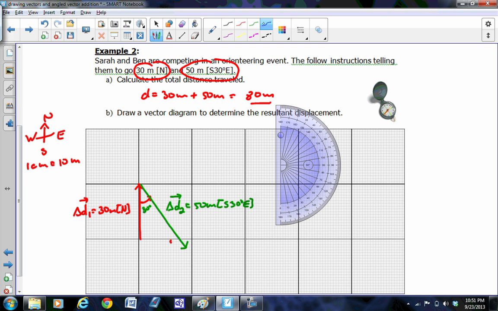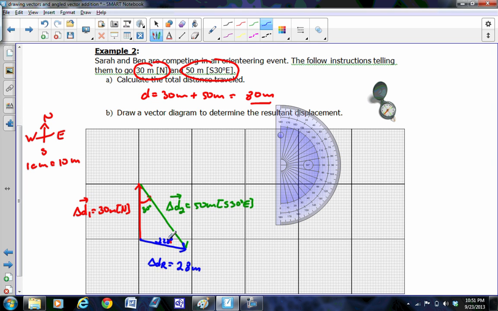So all I do is I measure this line over here. I'm going to go from the beginning to the end, draw my line. There's my DR. I'm going to measure the DR. Looks like it's about 2.8 centimeters, so 28 meters. Now for the angle, I can measure the angle from 2 different places. I'm going to measure it from up here. So measuring this angle, I get 28 degrees.